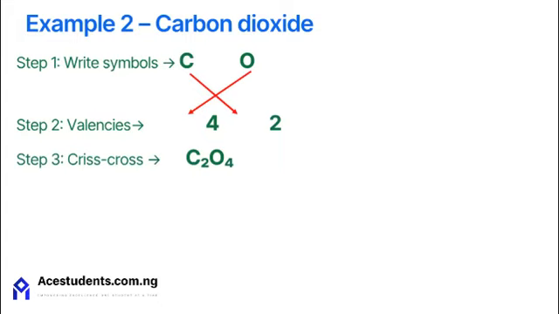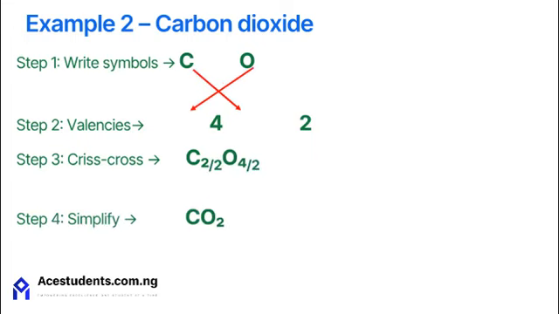Step 3. Crisscross the valencies. The valency of carbon becomes the subscript of oxygen, and the valency of oxygen becomes the subscript of carbon. Step 4. Simplify the subscripts by dividing both by 2. This gives 1 carbon and 2 oxygen atoms. The final formula for carbon dioxide is CO2.